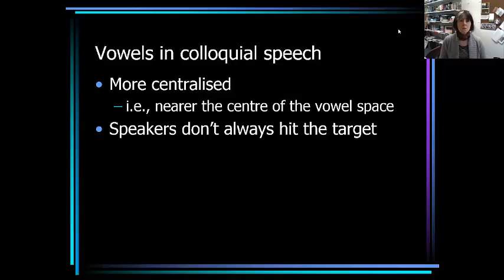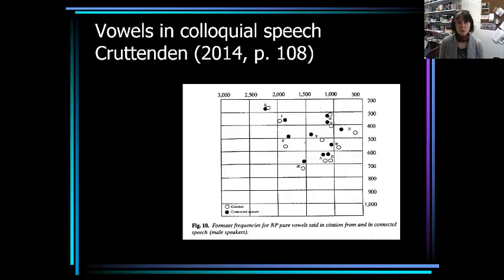Vowels in colloquial speech tend to be more centralised than those in exemplar speech or citation form. So what this means is they tend to be nearer the centre of the vowel space, so they could be mid-centralised. Speakers don't always hit the target when they're producing rapid speech. What we can see on this diagram from Cruttenden 2014 are the monophthong vowels for RP English, and we can see them produced by a male speaker.